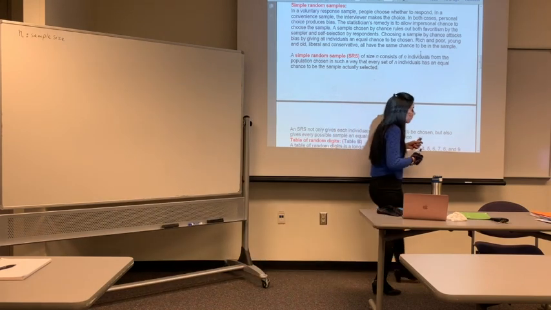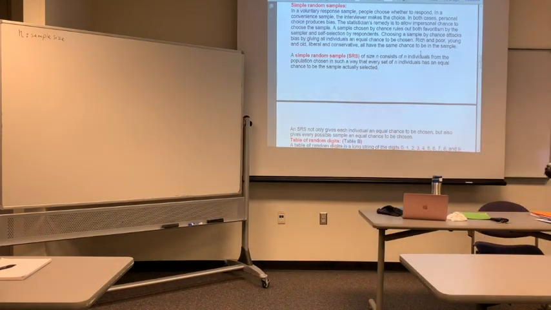Okay, it says, an SRS of size n consists of n individuals from the population chosen in such a way that every set of n individuals has an equal chance to be the sample actually selected. Means we are not favoring any specific individuals, correct? They all have the equal chance to be in the sample.